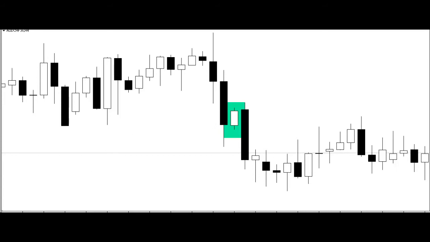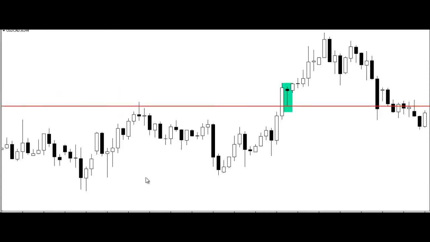I personally use the inside bar to trade breakout trades. So here's an example of a breakout trade. We've got a key level marked in red. Price comes up, gets rejected, pushes back down. Price manages to close above this key level with this white bullish candle, and then we get an inside bar which manages to touch this level and reject it, which is enough for me to take a long trade on this.